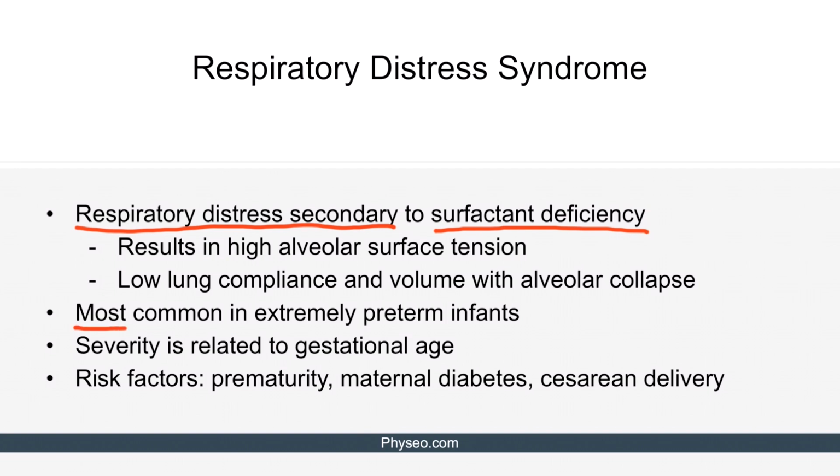This syndrome is most common in extremely premature infants who have a surfactant deficiency due to immature lung development. The severity of their surfactant deficiency and respiratory distress is related to gestational age. The younger the infant is at birth, the more severe their respiratory distress will be. Other risk factors besides prematurity include maternal diabetes and cesarean delivery.